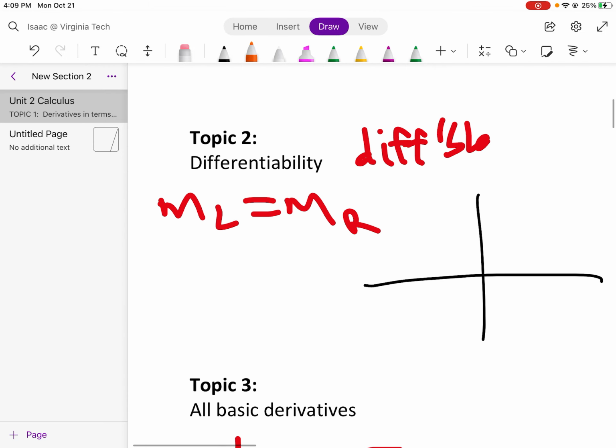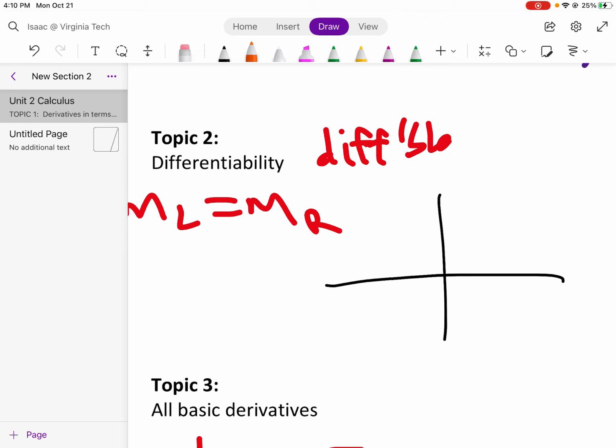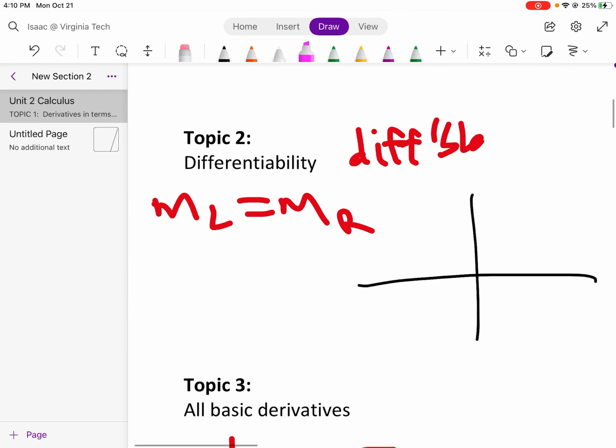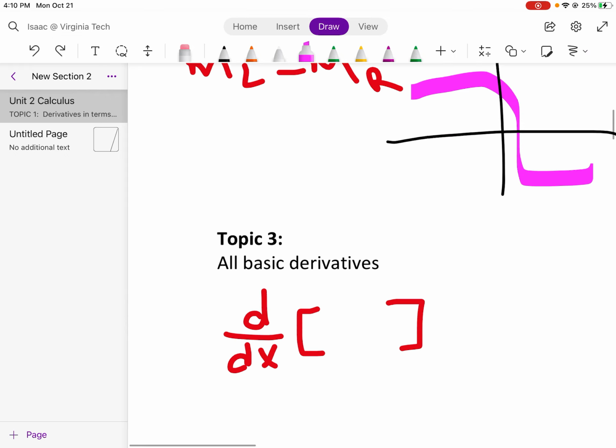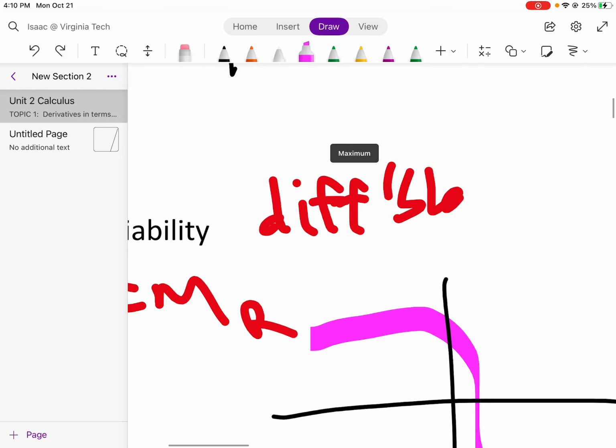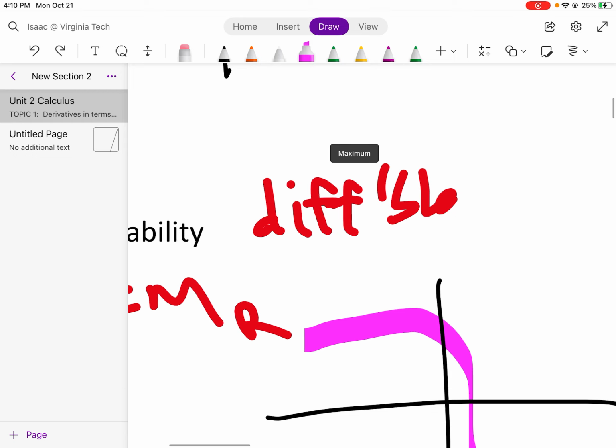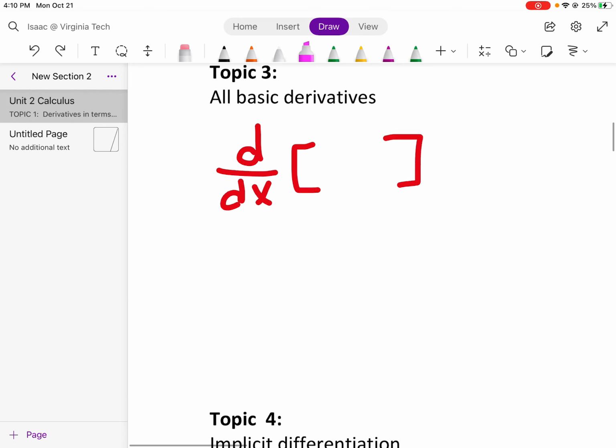Next, if something's differentiable, it means you're able to take the derivative of it. Essentially, that's what it means. And you only can if there's no corners, cusps, vertical tangent lines, meaning that the graph goes vertical, so it kind of looks like this. That's not something you can do right there. And the slope needs to be the same on both sides. If it's differentiable, it must be continuous, but if it's continuous, it's not always differentiable.